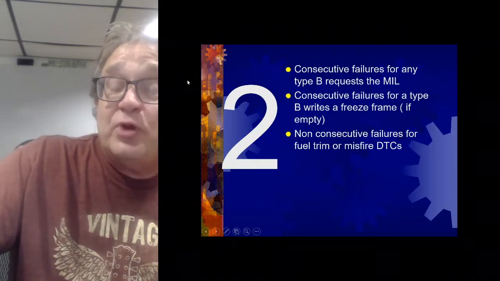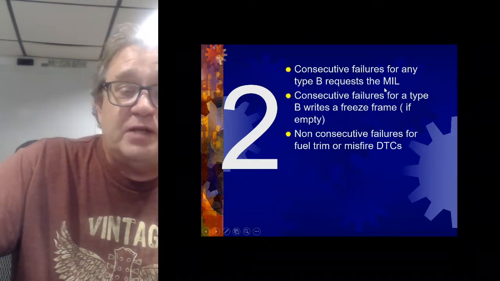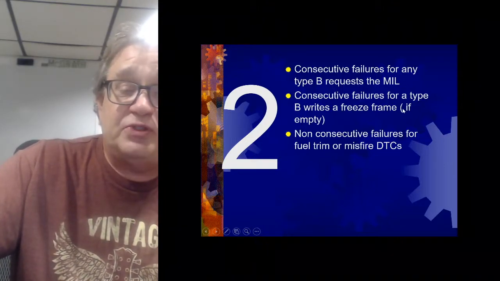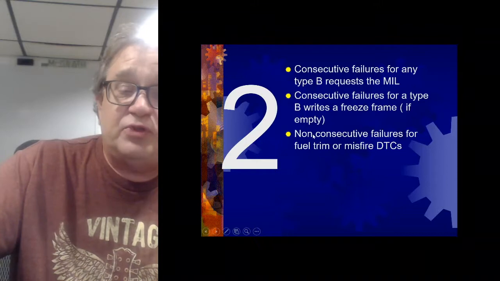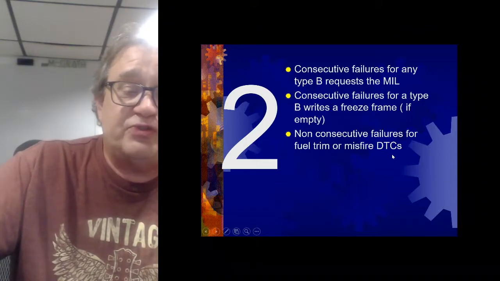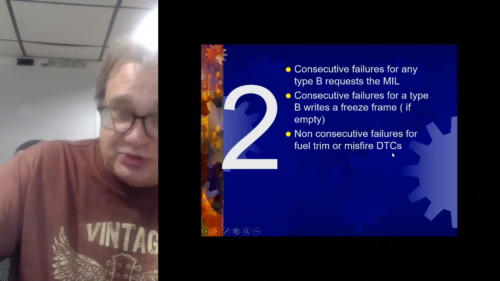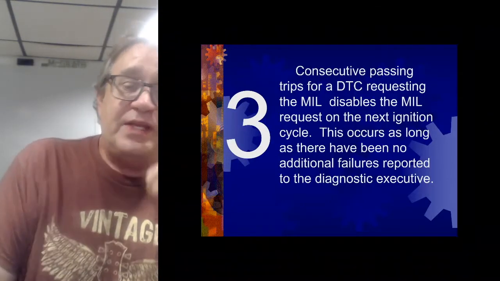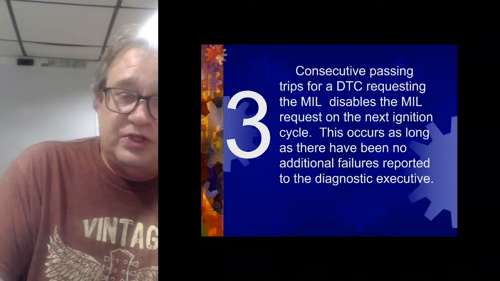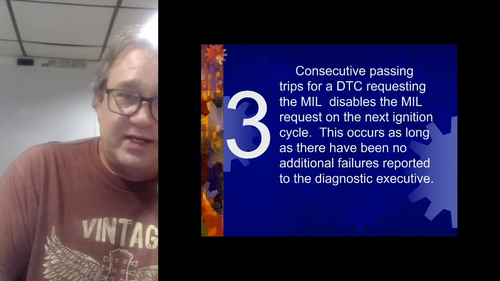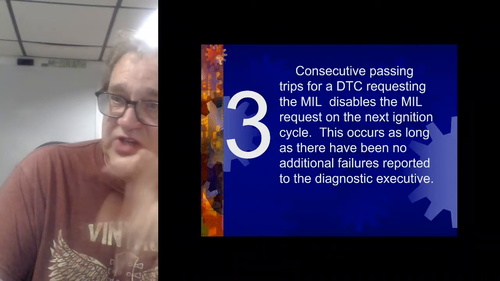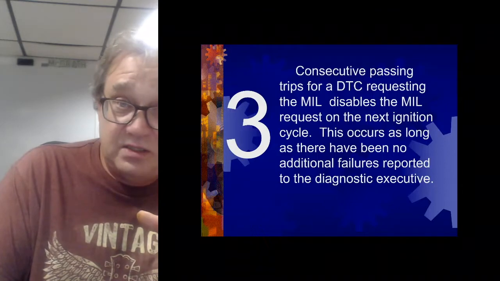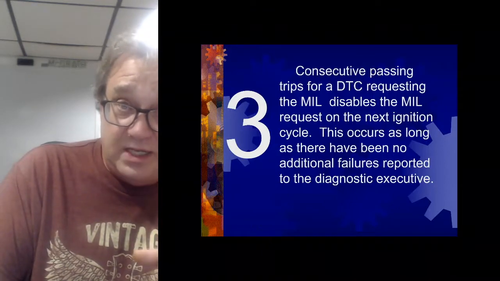Two consecutive trips for a type B will request the MIL. It'll turn on the check engine light. Two consecutive type Bs writes a freeze frame. Two consecutive failures for fuel trim or misfire diagnostic, special procedures, special stuff. All right, here we go. Three consecutive passing trips will disable the MIL. So if I've got a code and I've got three consecutive passing trips, it'll turn the MIL off. Get it? All right.